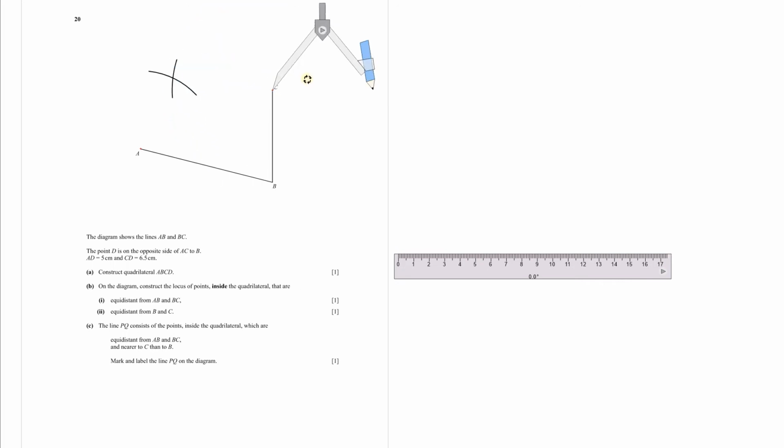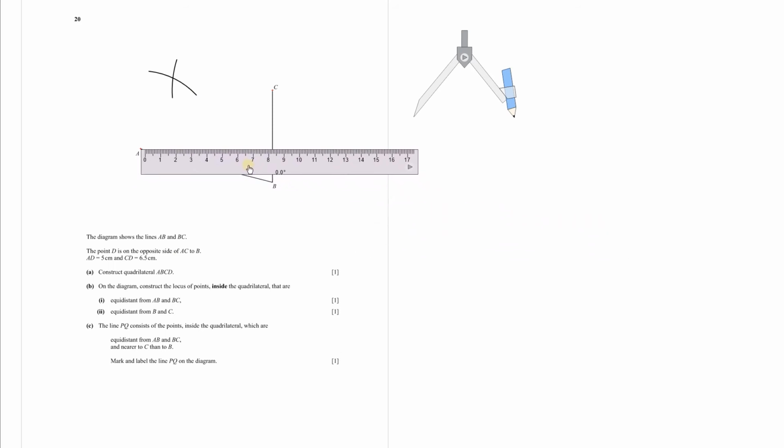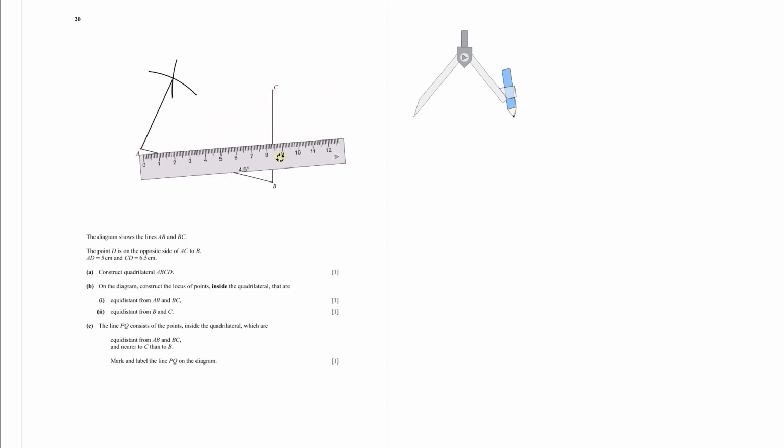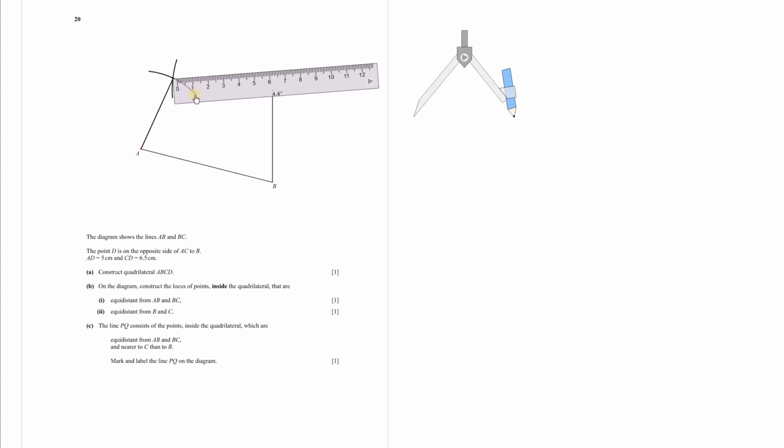So this is my point D, and now I can join the points A and D, and I can join the point C with D to get the quadrilateral ABCD. So let's use our ruler here to join these 2 points. Make sure I align this properly and then draw this line here. And then do the same for C as well. So I'll place it here and then align it with C.